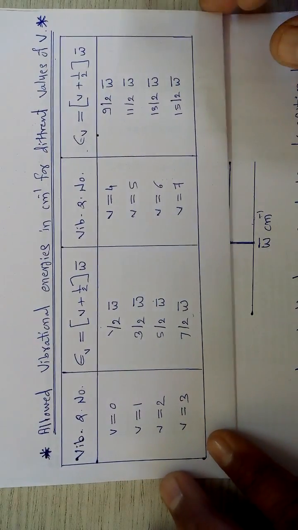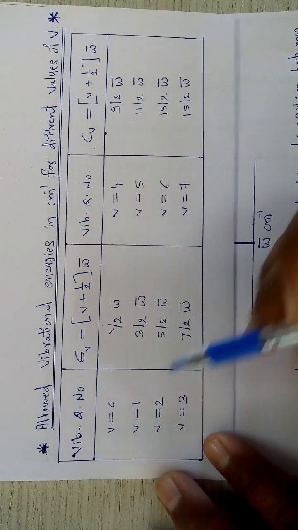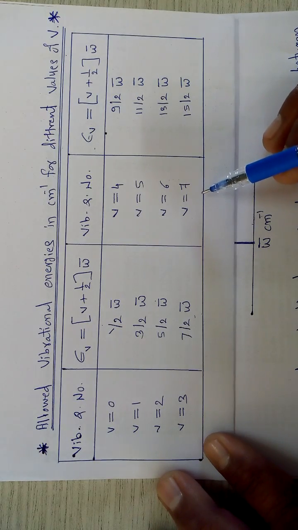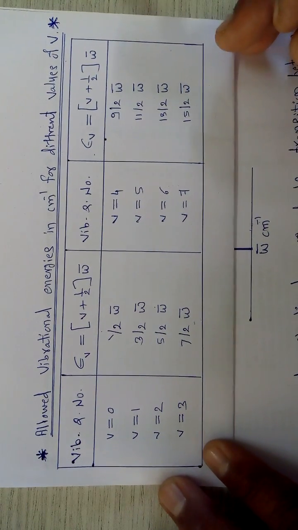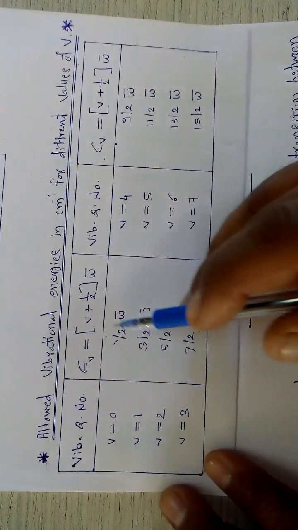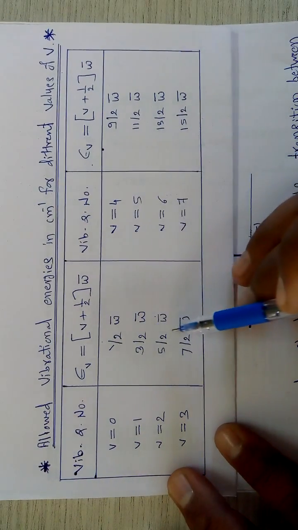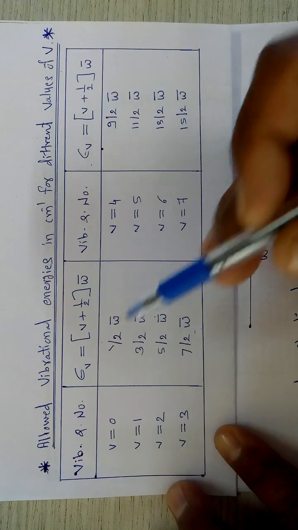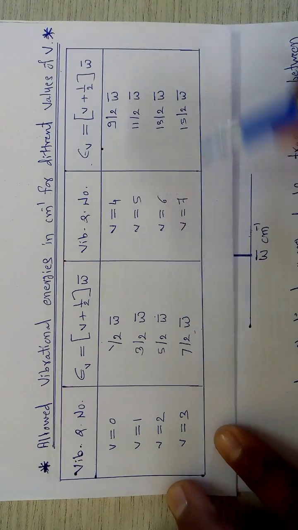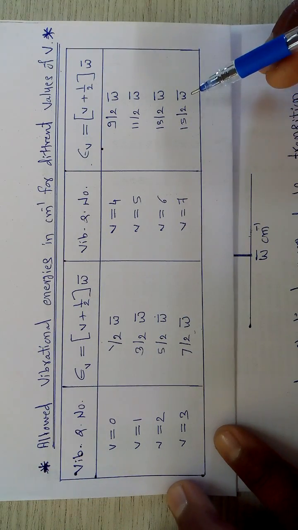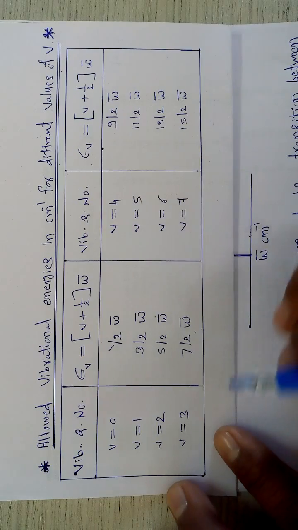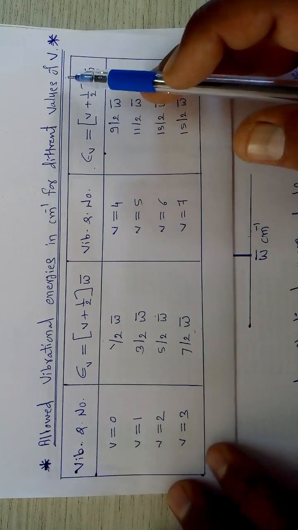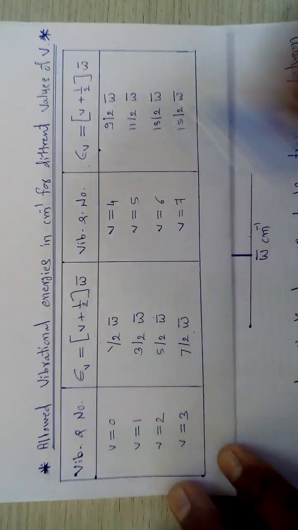In this way, if we go from v equal to 0 up to v equal to 7, that is the different vibrational quantum numbers, and substitute those values in this equation, we get the different allowed vibrational energies for a molecule, starting from half omega bar up to 15 by 2 omega bar. So these are the different allowed vibrational energies in per centimeter for different values of vibrational quantum number.